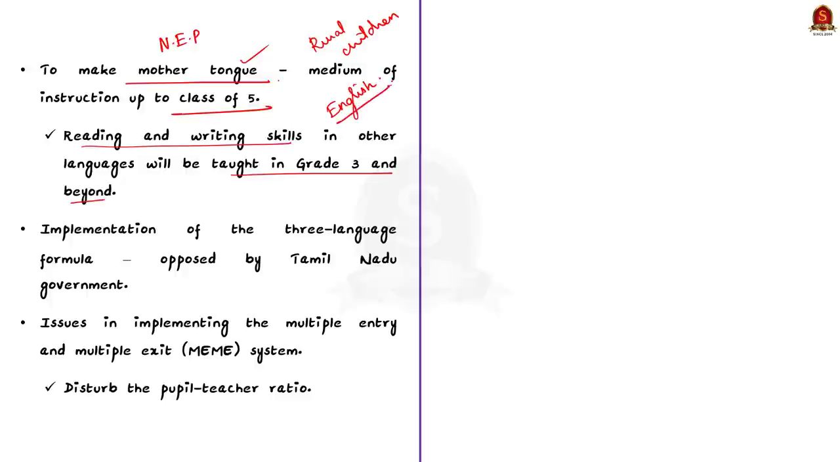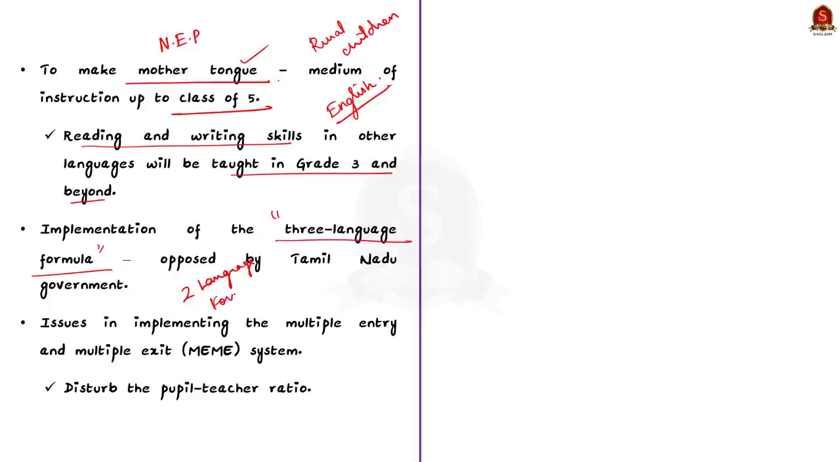Fourthly, it mentions the implementation of the three language formula. Though the states are given autonomy to decide on the languages which are taught, there is a condition that they should be native to India. This policy decision will go against the two language formula of states like Tamil Nadu.